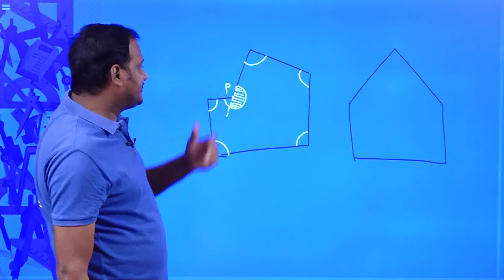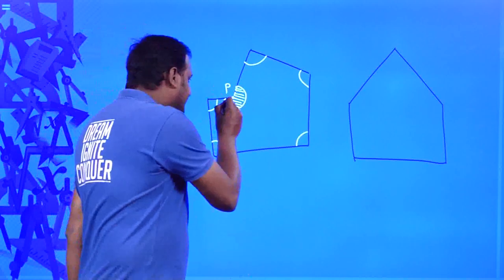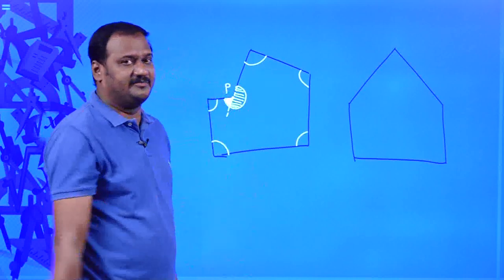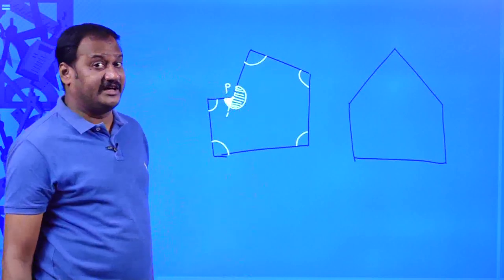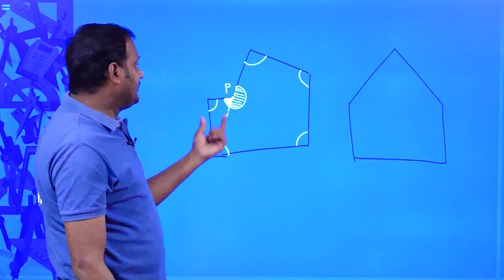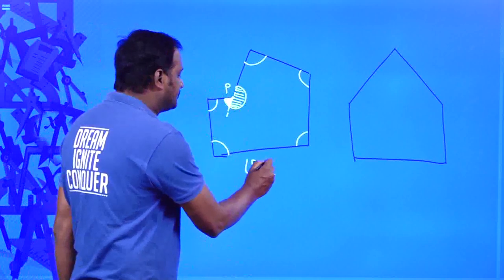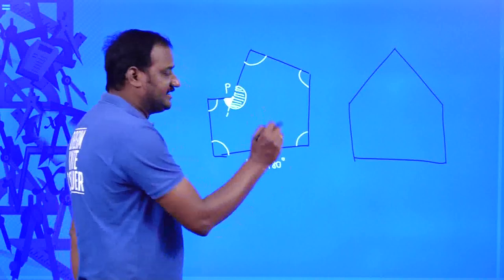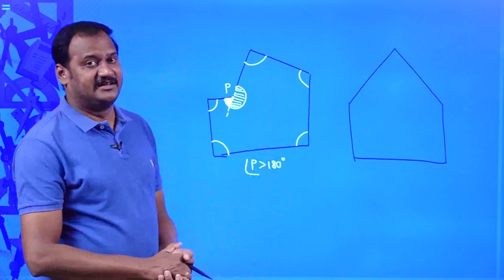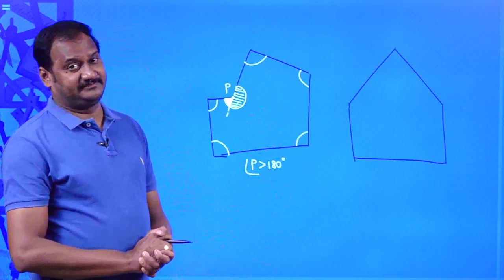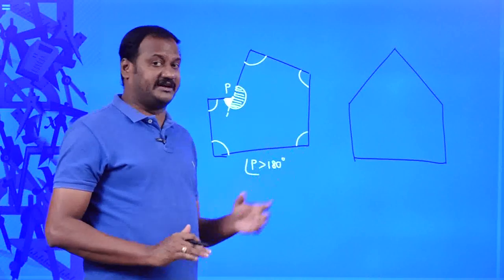What is that extra part to 180 degrees? This is the extra part to 180 degrees. Did you observe this? So, what kind of angle is this? That angle P is definitely more than 180 degrees. What do you call this kind of angles? Definitely, you can call this a reflex angle because this angle is more than 180 degrees.